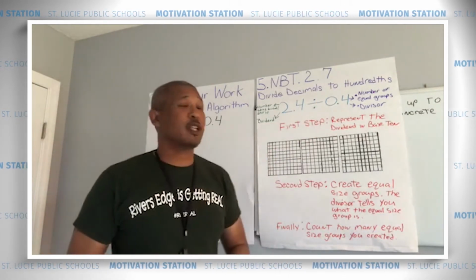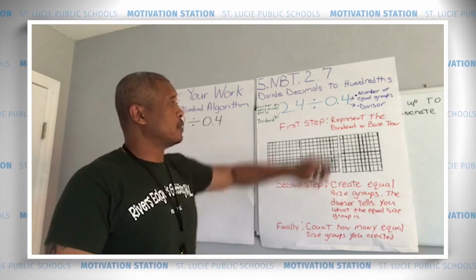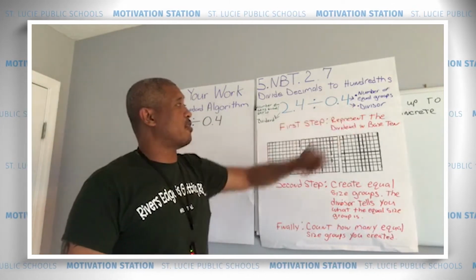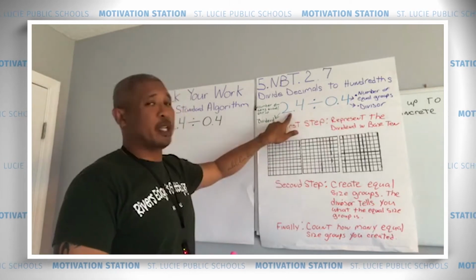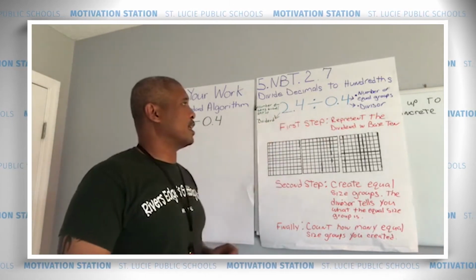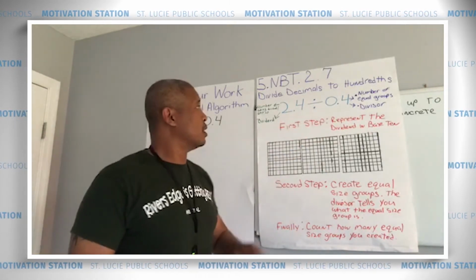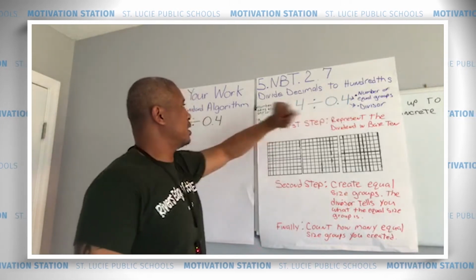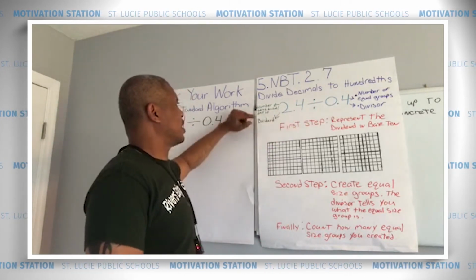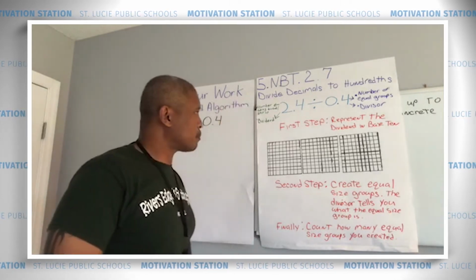Before we continue, just simple division vocabulary. 4/10 is our divisor, what's being divided. 2 4/10 is our dividend. 4/10 is also the number of equal groups that we need to create, and 2 4/10 is the number that is being divided or split up.